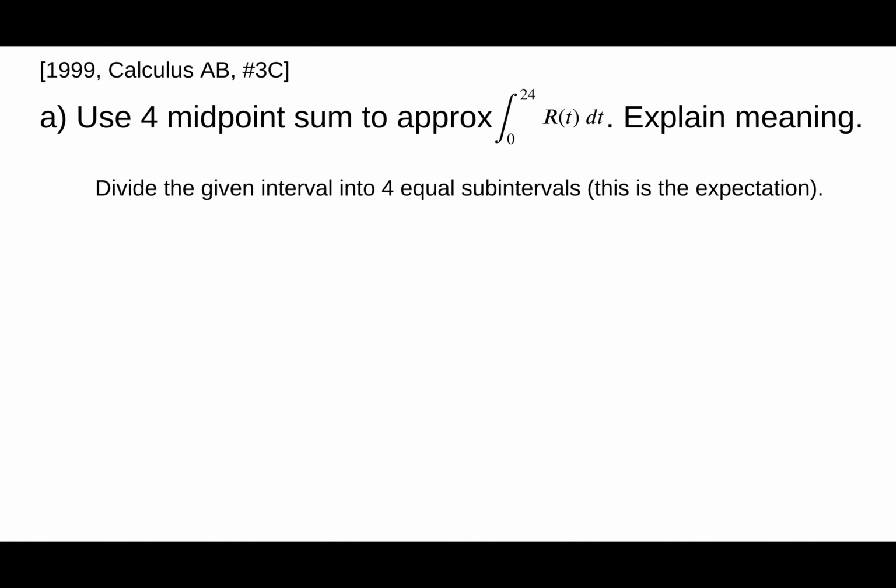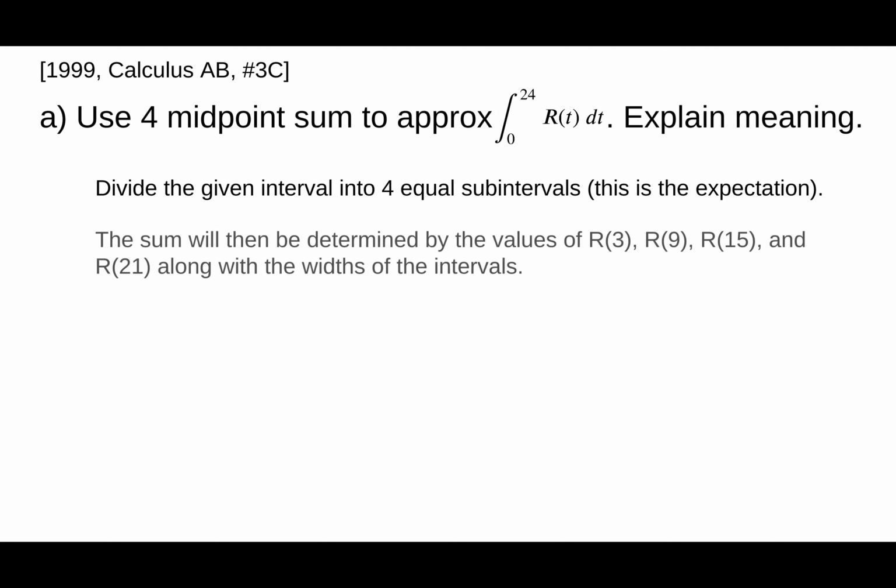Since we're given the table and given a specific method to use, we have to use the method indicated. So we divide the given interval into 4 equal subintervals, which is the expectation if it is possible. The sum will then be determined by the values at the middle of each interval, which in this case would be r of 3, r of 9, r of 15, and r of 21, along with the widths of those intervals.